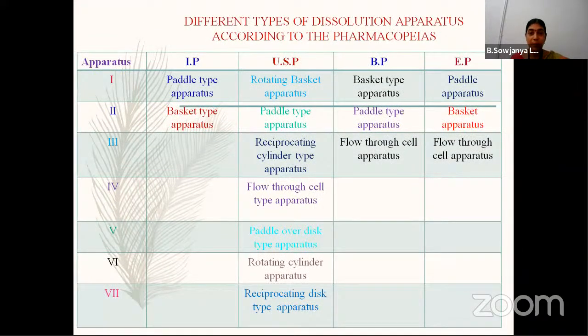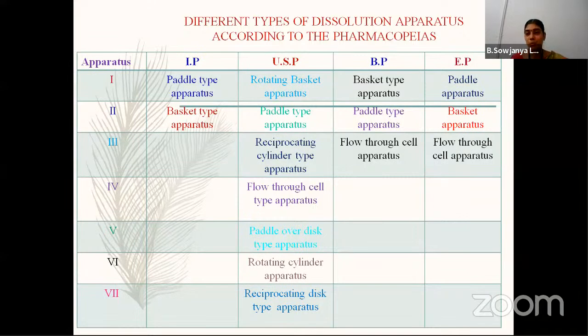Different types of dissolution apparatus according to their pharmacopoeias. So a total of 7 types of dissolution apparatus are available. In IP, only 2 types: one is the paddle and another one is the basket type. It's vice versa in the case of the United States Pharmacopoeia. Apparatus 1 is the rotating basket apparatus, apparatus 2 is paddle type, and apparatus 3 is reciprocating cylinder type. Apparatus 4 is flow through cell. The 5th apparatus is paddle over the disc type apparatus. And the 6th one is rotating cylinder apparatus, and the 7th one is reciprocating paddle over the disc type.